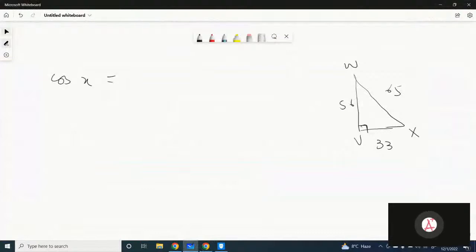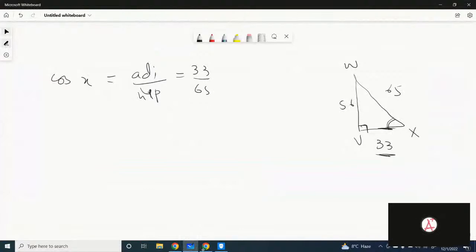So cos of angle X would be the adjacent divided by the hypotenuse. Got it? According to X, the connected side is always the adjacent. So it is the adjacent. It would be 33 divided by 65. Hypotenuse is always the same for all the angles.